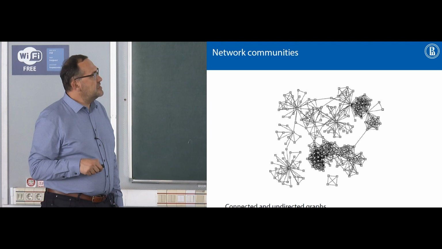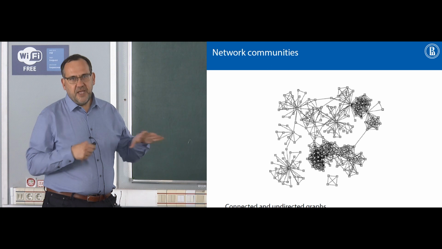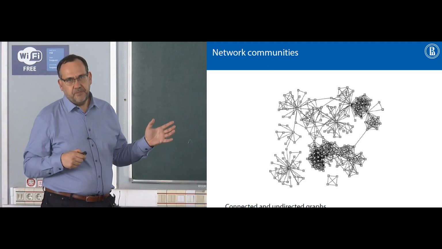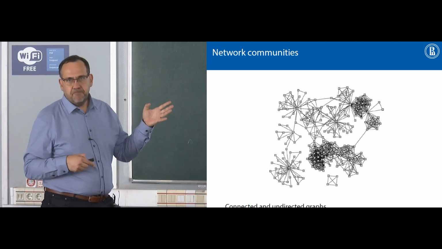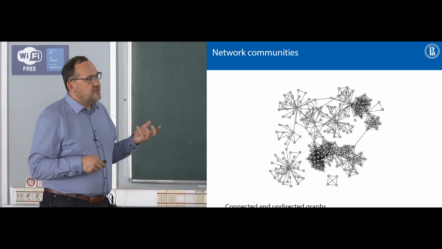It's a pretty dense area of the graph. Maybe this one, they're all connected to the same node. Something here is happening. So there are regions where there are more connections locally than in general in the graph. Can you see that? Yeah. All right. So we're going to talk about network communities. We're going to define them.